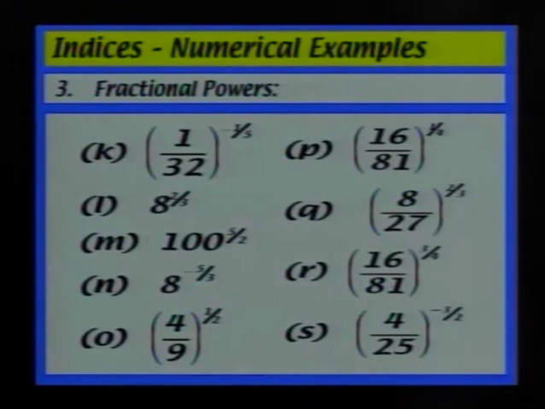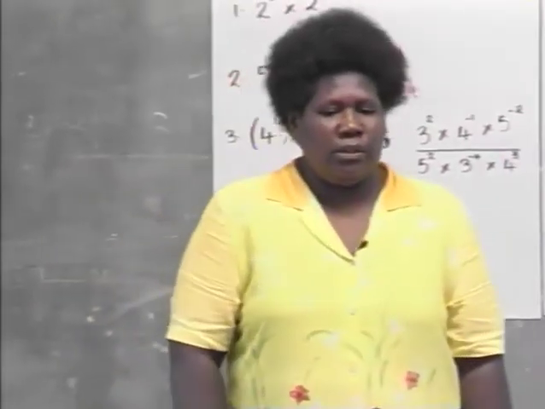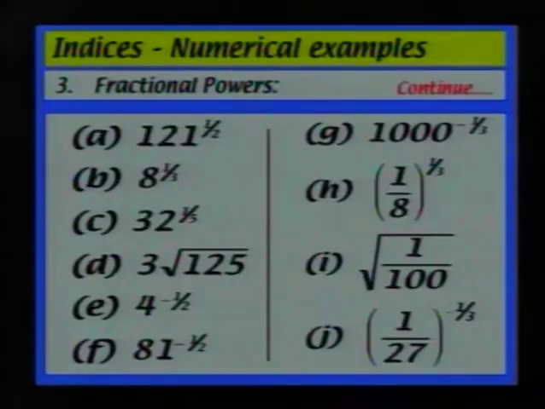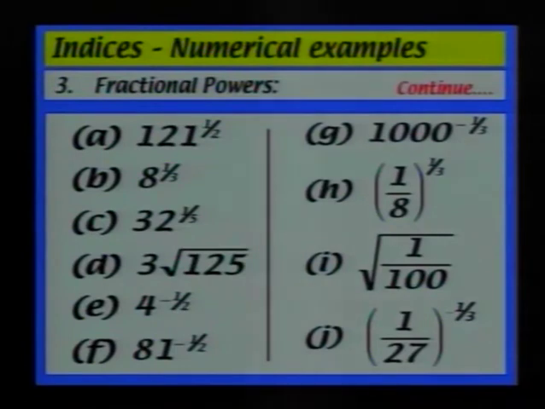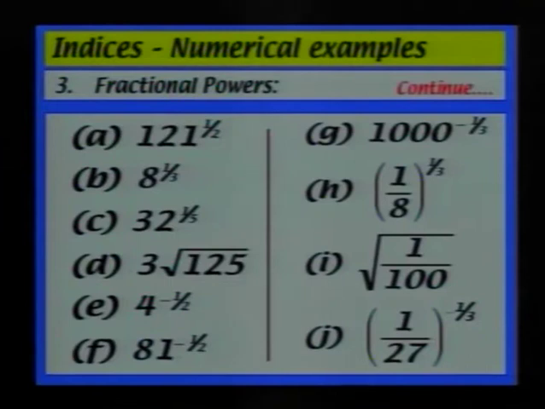Okay, I think that's all the questions. Is there any question you want me to do on the board? Please ask if you're having problems with them, especially the fractions raised to a power of a negative fraction. Letter J. Okay, letter J. 1 over 27 raised to the power of negative 1/3 is the reciprocal of 1 over 27 raised to the power of 1/3.